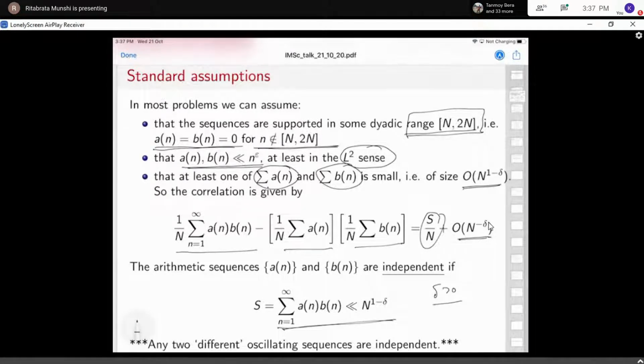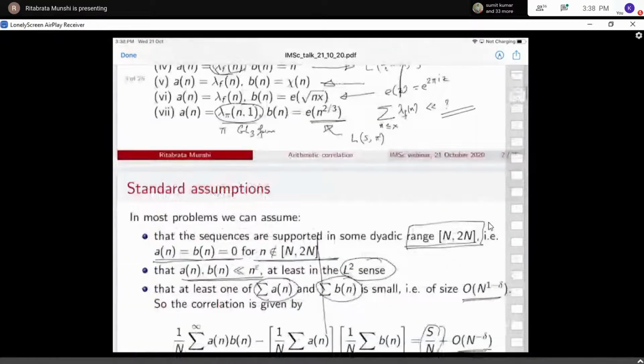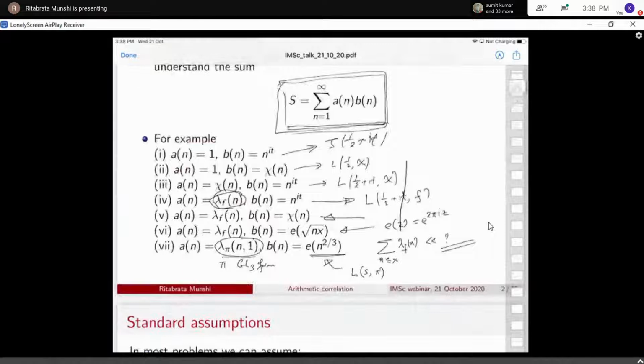So basically the philosophy is, if you believe in Riemann or Lindelof, that if you have two arithmetic sequences which are coming from two different sources, then they're supposed to be independent, if they're oscillating. That means you'll expect something like this if they're coming from two different sources, like we have over here. And actually, the Riemann hypothesis would say that S_N, if N is of size capital N, should be bounded by N to the power 1/2 plus epsilon.